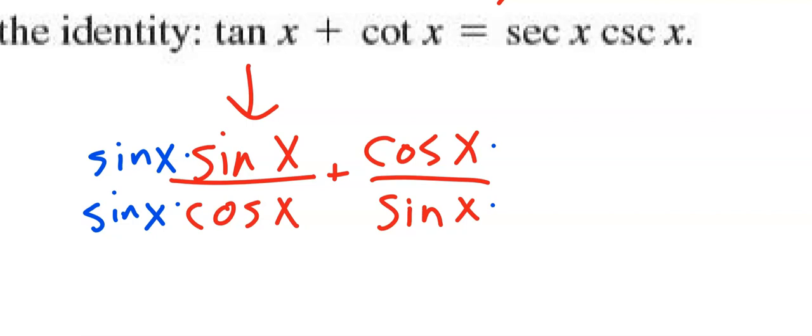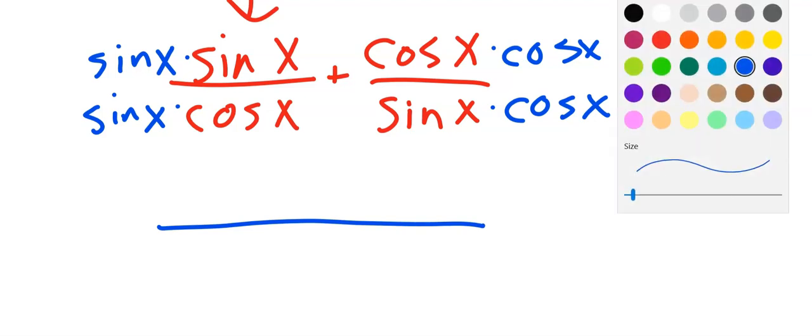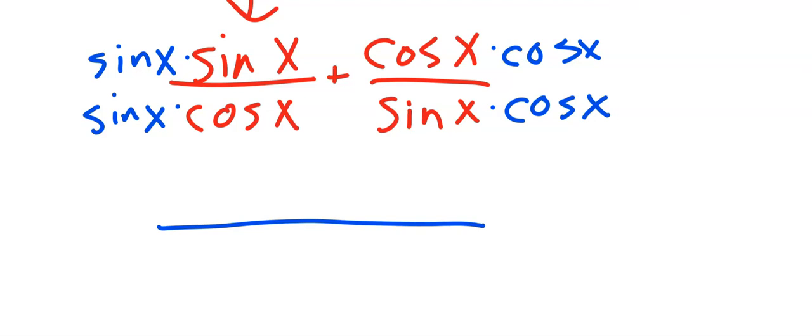Okay, and what am I going to multiply the second one by? Cosine x. I heard you. This stuff's pretty easy. Nice job. I hope it is, and I hope it stays that way. That's right. Some of these can be easy.